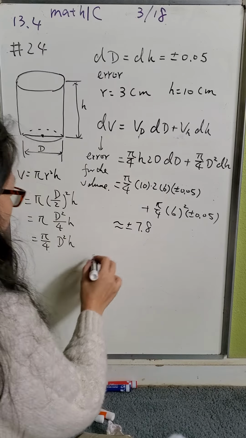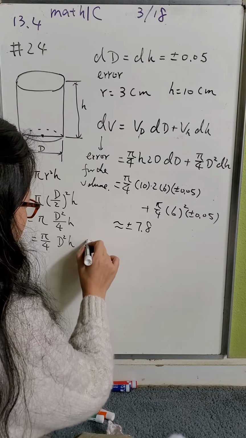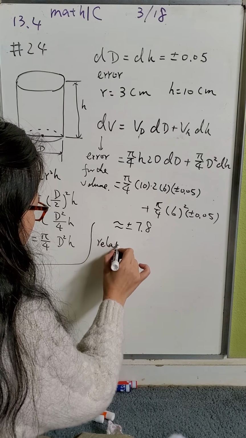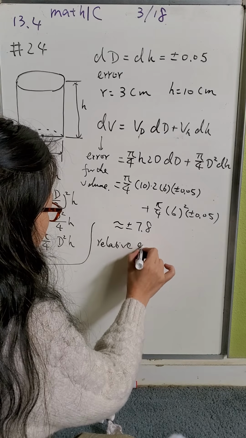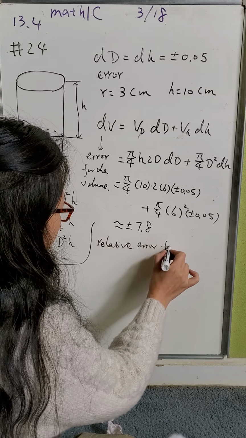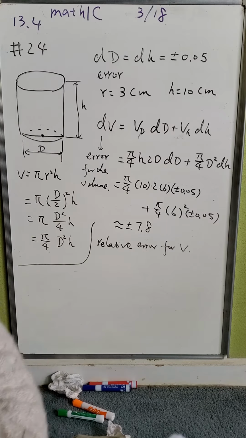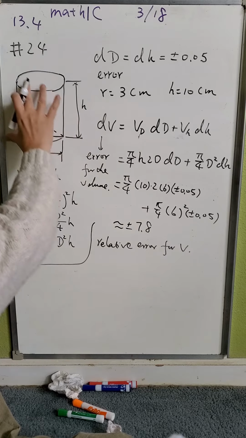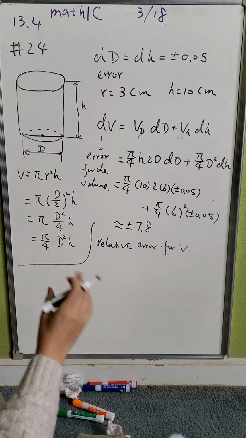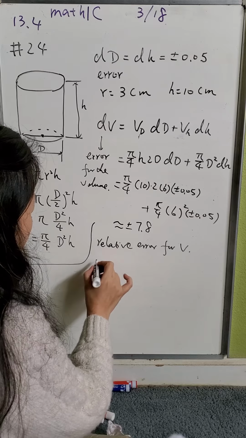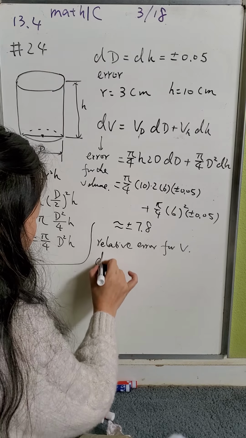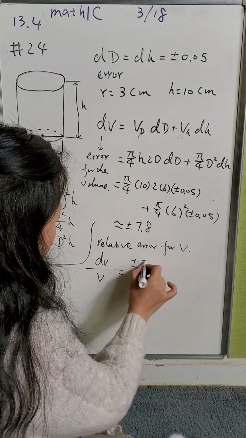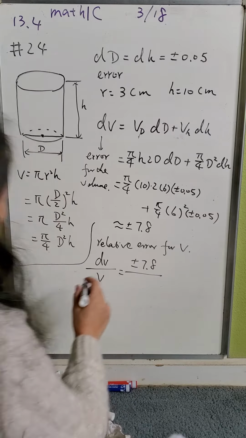Now they ask you, what is the relative volume? Relative area for V. So that means that relatively speaking, this volume compared to the total, how big it is is going to be very important. So they ask you for dV over V actually. So that will be plus minus 7.8.